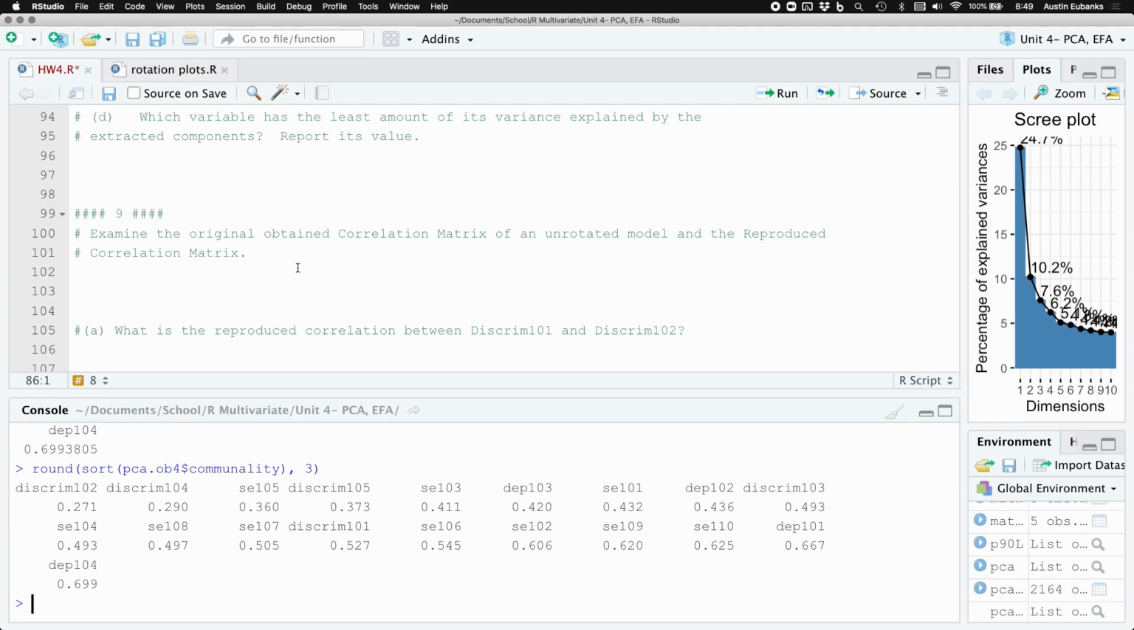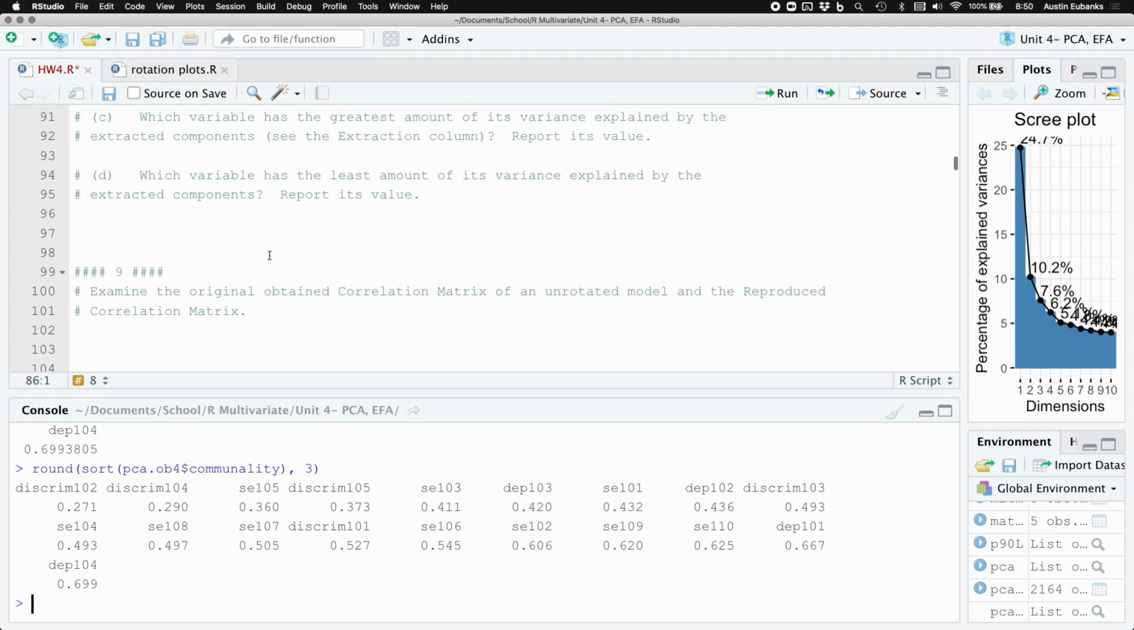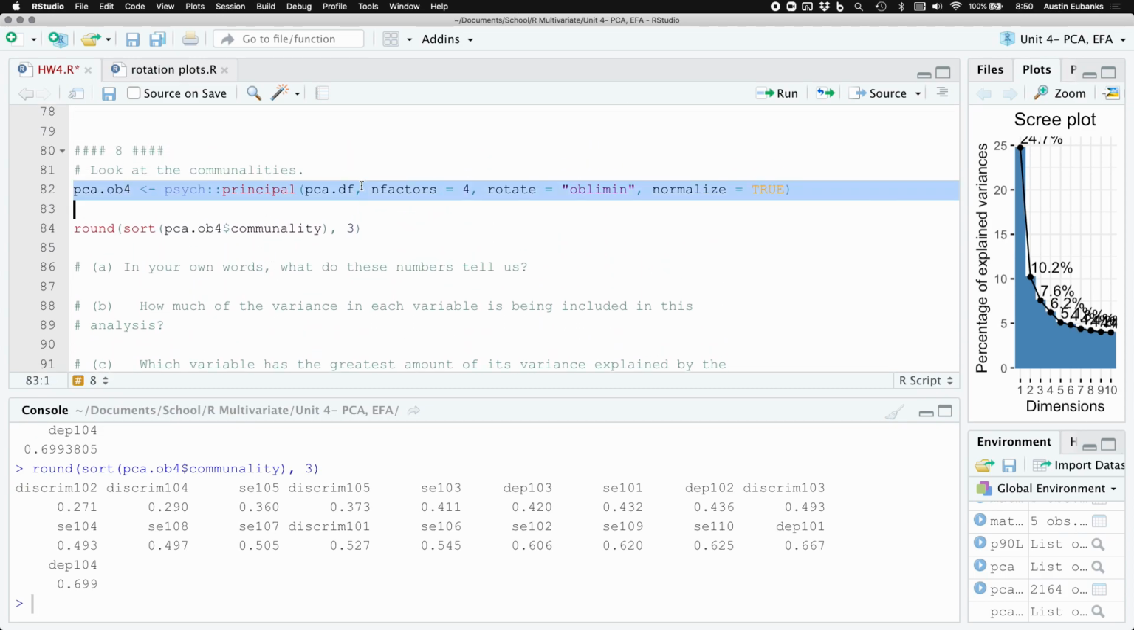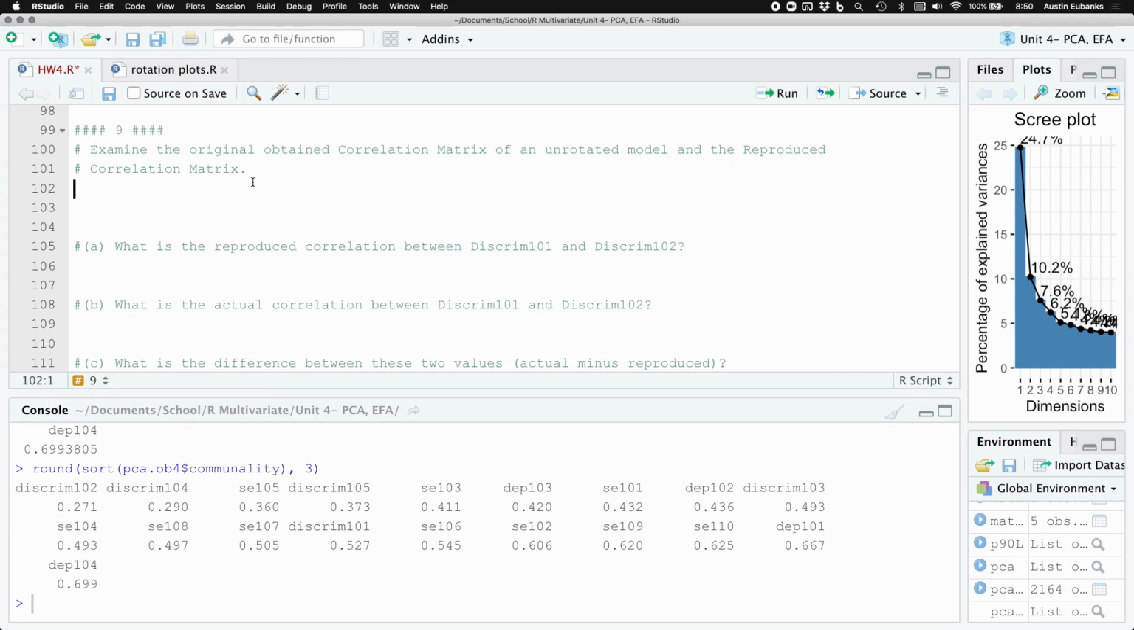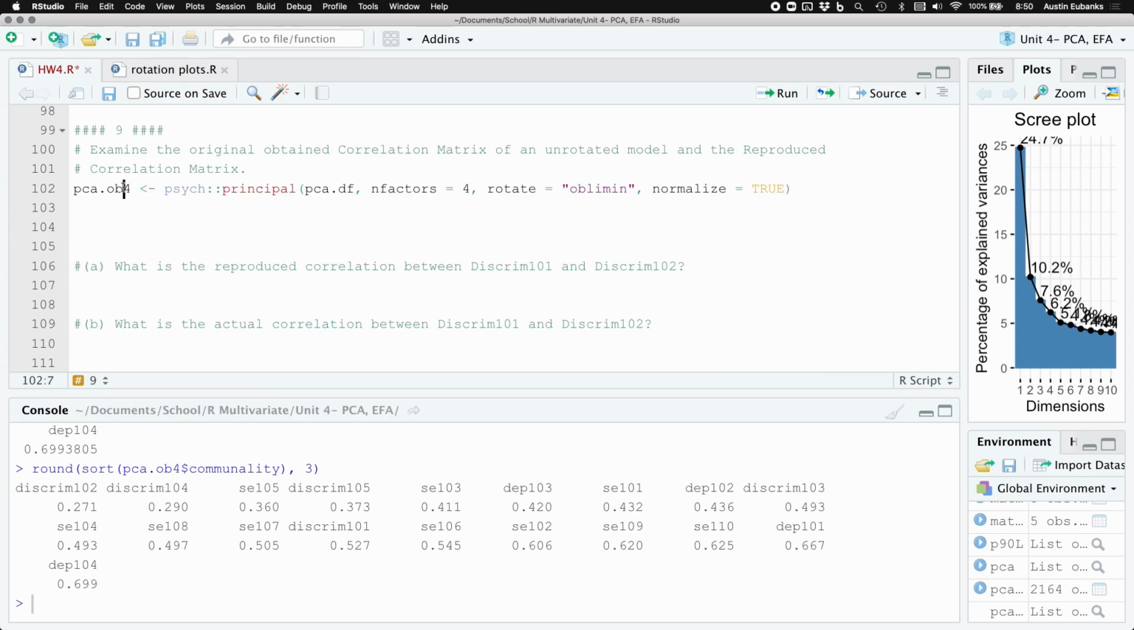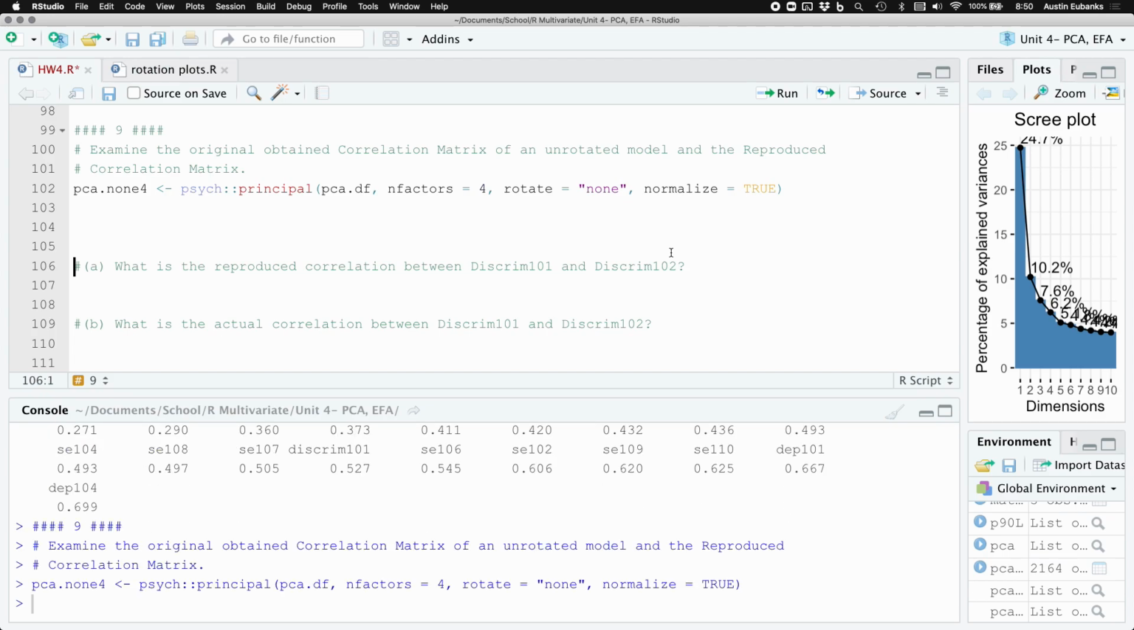All right, once we move on to number 9, it's asking us to look at the obtained correlation matrix of the unrotated model and the reproduced correlation matrix. So we don't have an unrotated model yet. All we're going to do here is copy and paste the PCA that we just did, change PCA OB4 to PCA none 4, and for rotation, instead of oblimin, just tell it none. Everything else stays the same. So now once we run that line, we have a new PCA none 4: no rotation, 4 components, 4 factors.